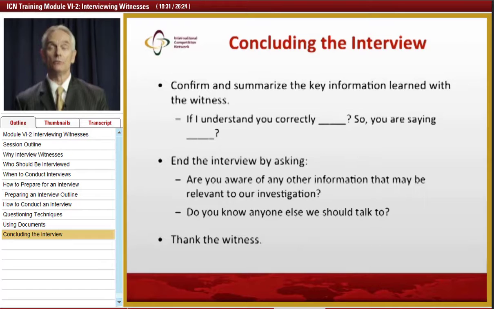At the very end of the interview, you should end by asking, are you aware of any other information that may be relevant to our investigation? And do you know anyone else we should be talking to? As part of the investigative process, you're always looking for additional sources of information. You're always looking for other witnesses that you might need to talk to. And by ending your interview by asking that, you may learn of witnesses and other information that you didn't know exist. And then at the very, very end of the interview, you should thank the witness for taking the time to talk to you.